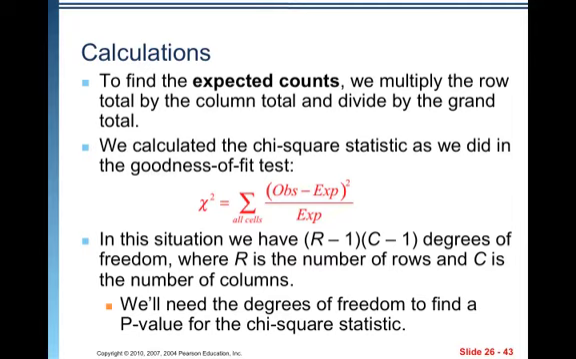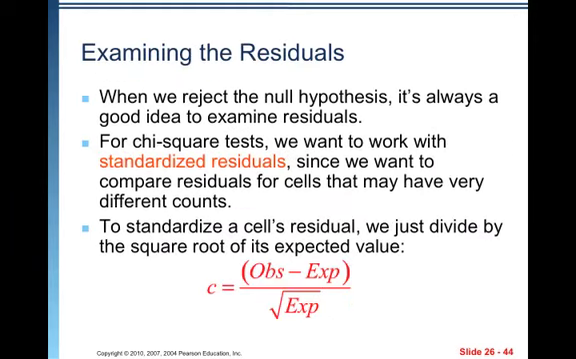All right, we calculate the chi-square statistic as we did in the goodness of fit test. It's still the sum of the squared differences between the observed and expected value divided by the expected value. In this situation, we have R minus 1 times C minus 1 degrees of freedom. So this is different. R is the number of rows, C is the number of columns, so you do R minus 1 times C minus 1 for this test. We will need the degrees of freedom to find the p-value for the chi-square statistic.